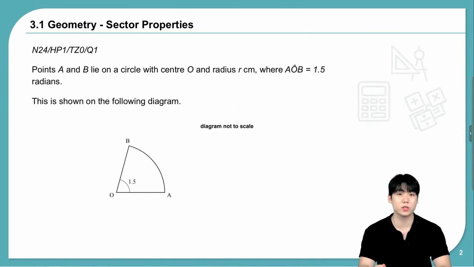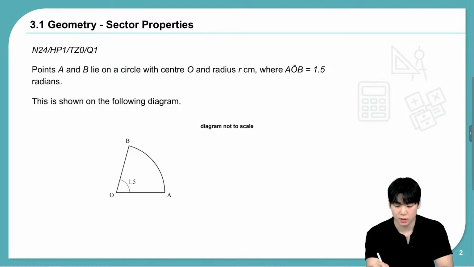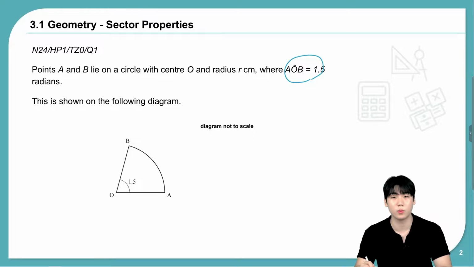So, this is question 1, the geometry question. We're given a diagram of a sector, and we are also given the angle in between. That's 1.5 radians. And let's move on to part A.